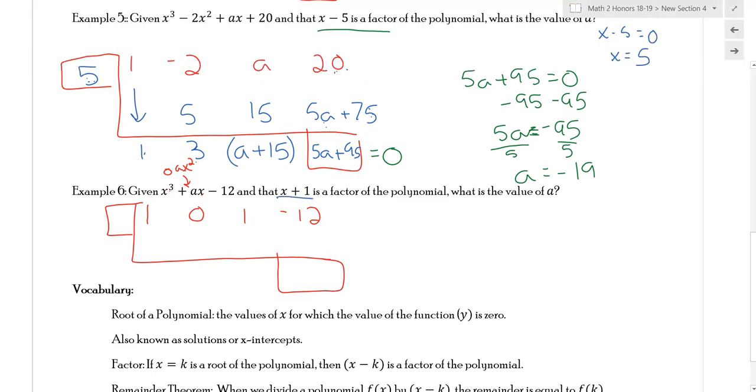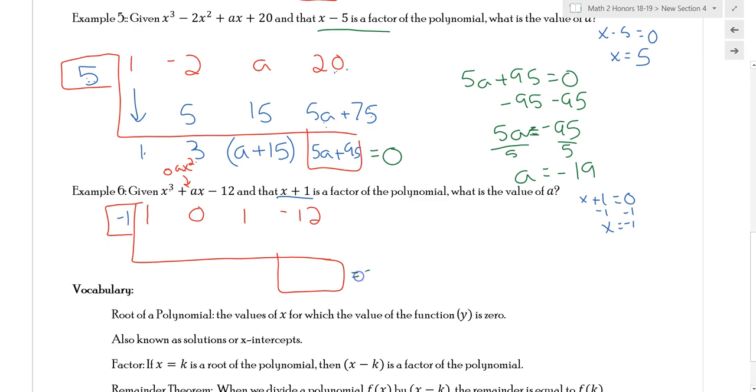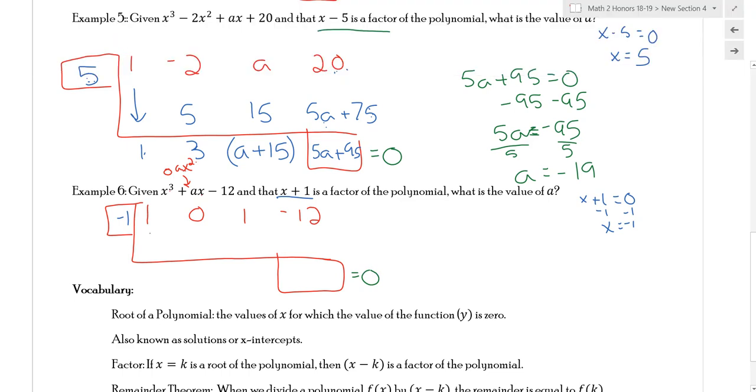X plus 1, so we have x plus 1 equals 0. So we're doing negative 1 over here. And then again, whatever our remainder is, it is going to be 0 because this is a factor. So we're going to pull this down. Alright, so negative 1 times 1 is negative 1. 0 plus negative 1 is negative 1. Negative 1 times negative 1 is 1.